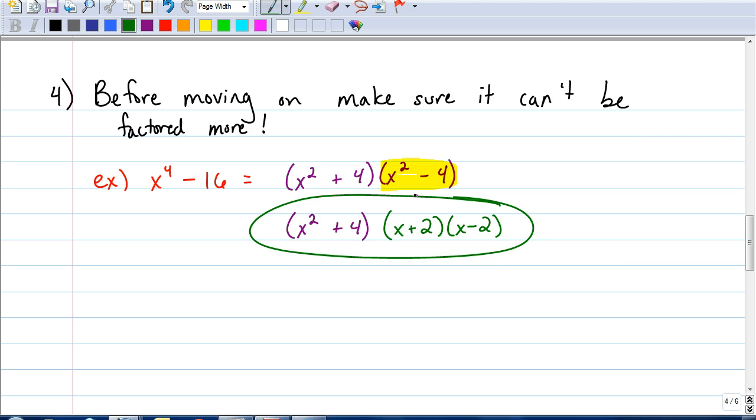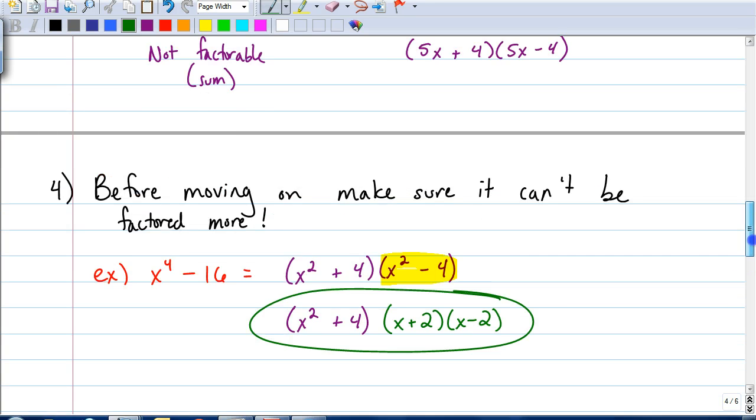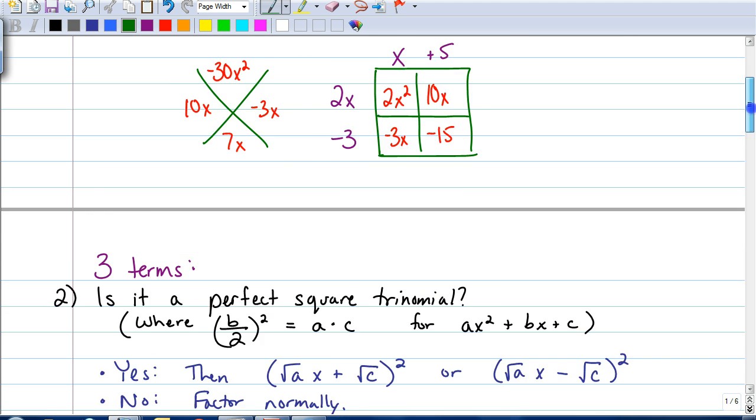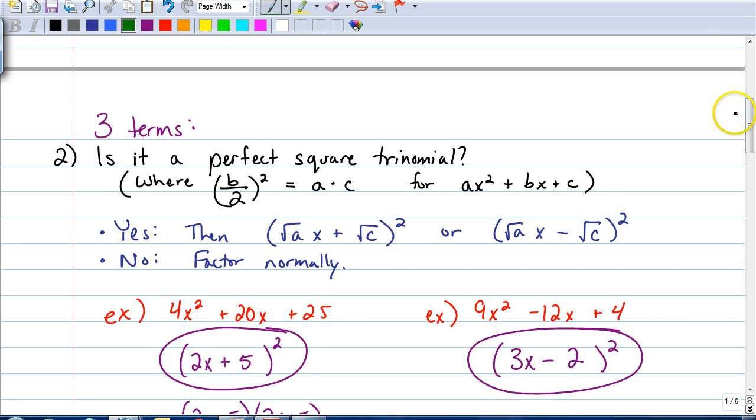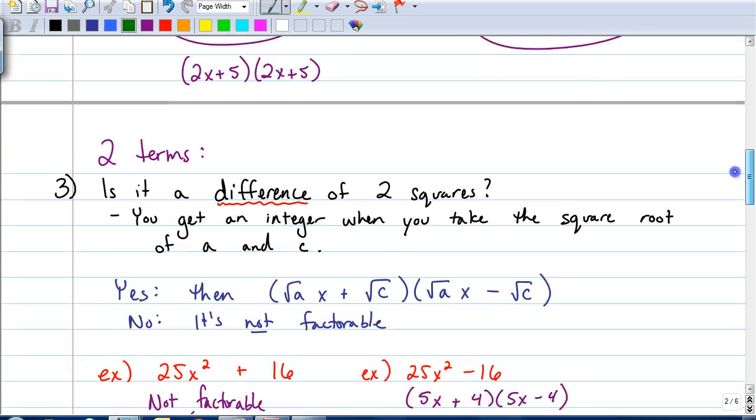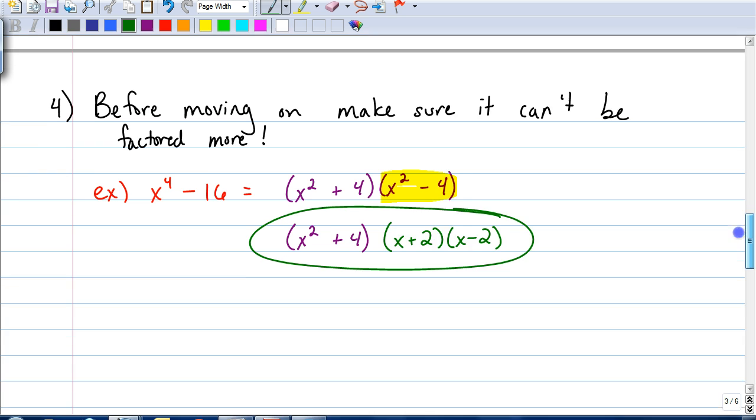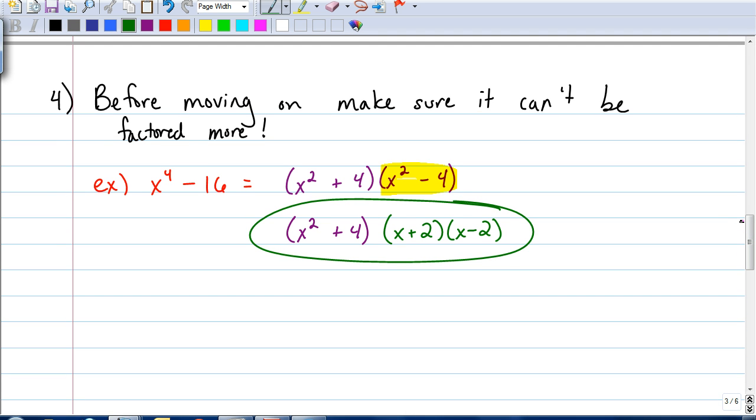So again, what we're looking at today are some special cases. But you always want to make sure that before you ever get started, you look to see if there's a greatest common factor. And then if it's 3 terms, it's a shortcut if you can see if it's a perfect square trinomial. If it's not, just go ahead and use the X-box method. If it's 2 terms, you want to see if it's a difference of 2 squares. And lastly, before moving on, always make sure it can't be factored any further.